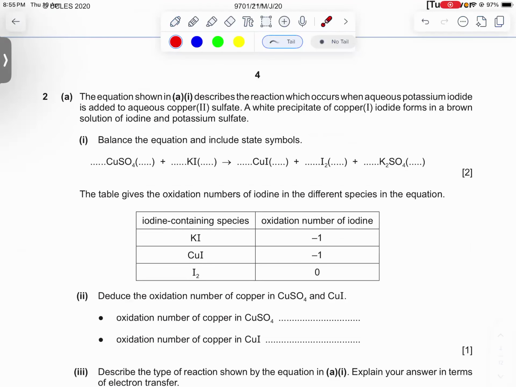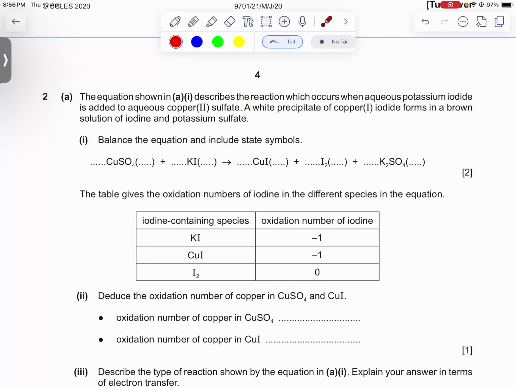Question number two. The equation shown in A part 1 describes the reaction which occurs when aqueous potassium iodide is added to aqueous copper sulfate. A white precipitate of copper iodide forms in a brown solution of iodine and potassium sulfate. Balance the equation and include state symbols. Okay, so we want to balance the equation and we want to include state symbols.